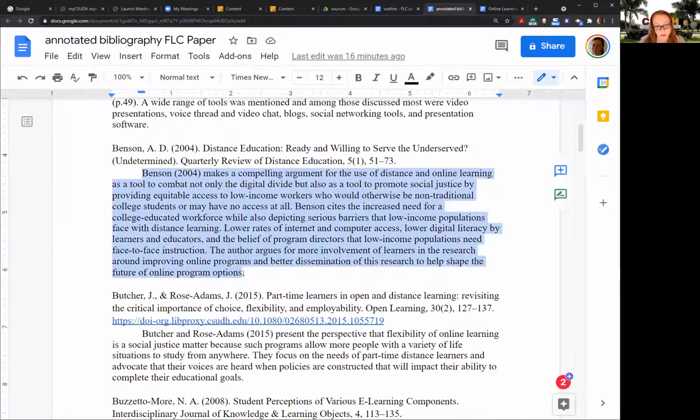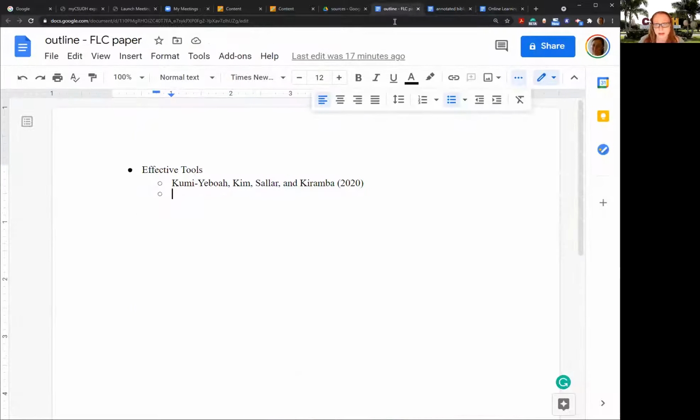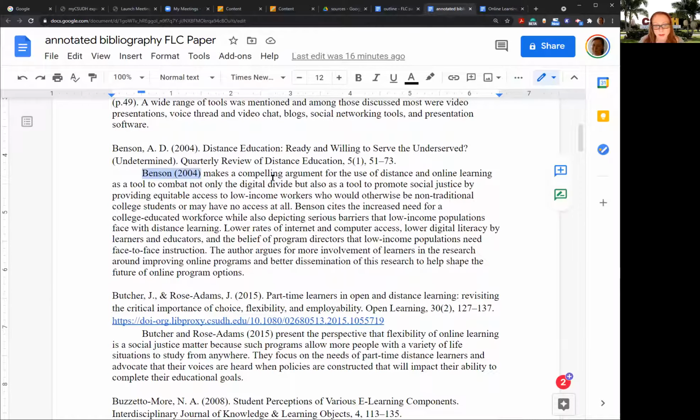Okay. And then what I do next is I go to my next one and I read this one and I decide, what is this one about? Is this also about effective tools? And if it is, then I'm going to take this person's name and I'm going to put them in that same spot. If it's not, and it's about something different, then I'm going to figure out what that new topic is, right? So let's see.